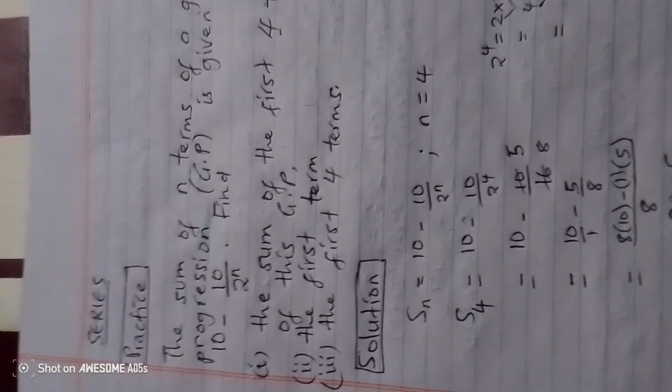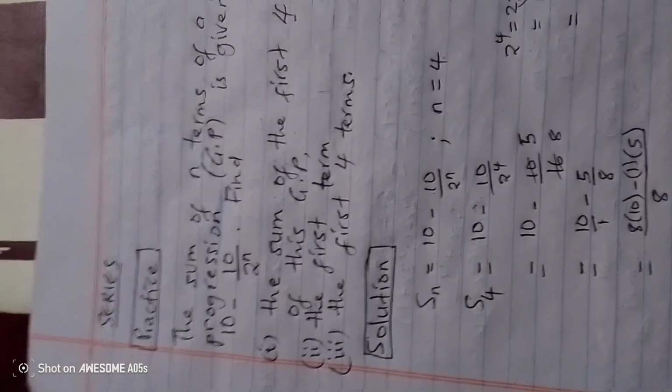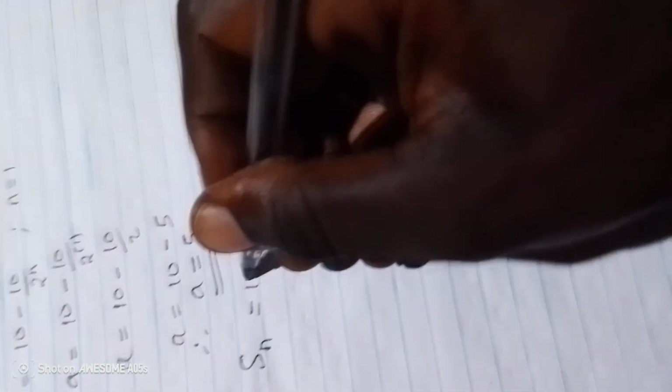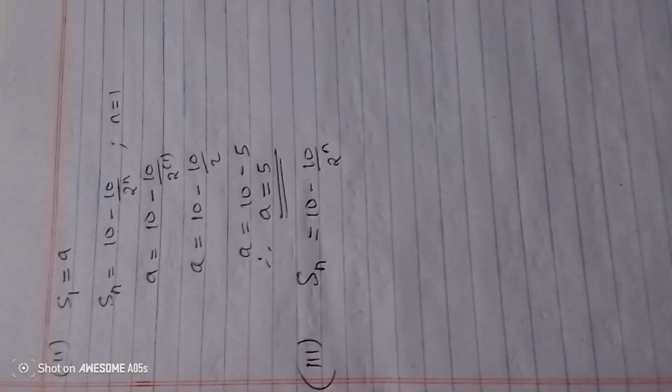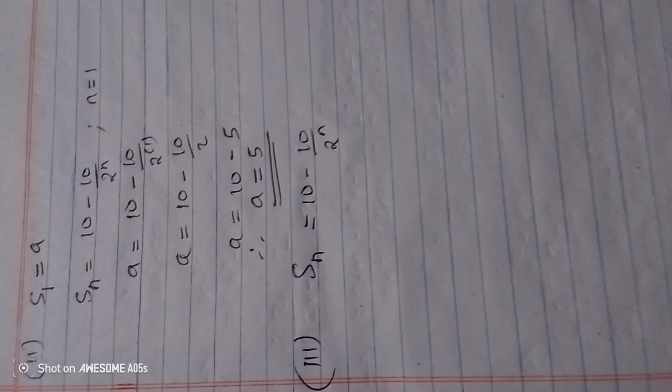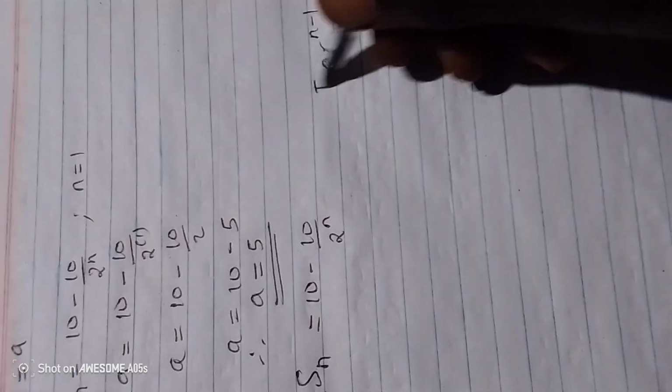Question number 3 is saying, find the first 4 terms. So here we are looking for the first 4 terms. Remember, we do not have any other formula apart from the formula which they have given us, which is Sn equals 10 minus 10 over 2 power n. This is the only formula that we have been given, and we cannot use this other formula for finding terms, which is ar to the power n minus 1. We cannot use this formula.